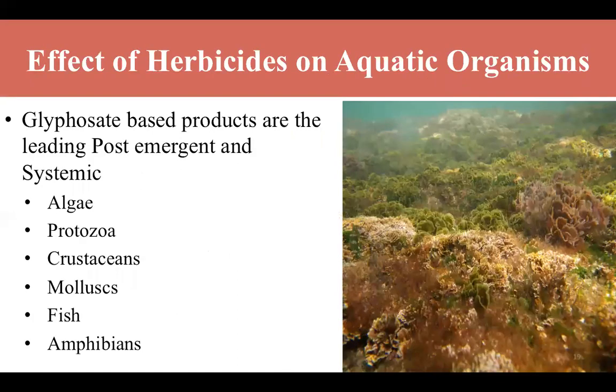So they may have various effects on aquatic organisms also. Glyphosate-based products are the leading post-emergent herbicides and are said to be systemic. And they mostly affect our marine species, particularly algae, protozoa, crustaceans, mollusks, fish, and many other amphibians.